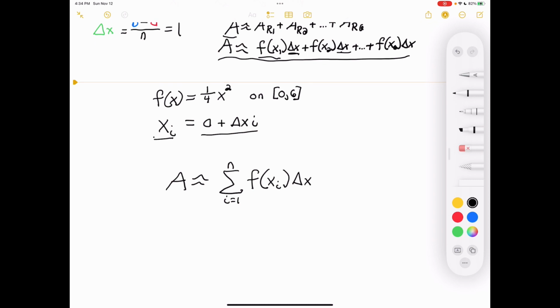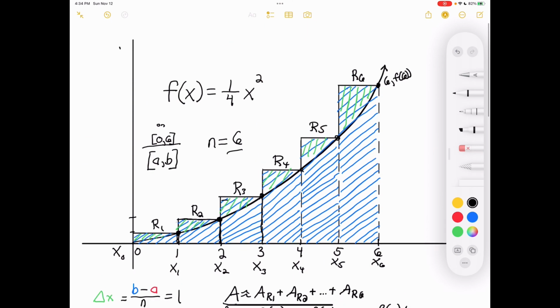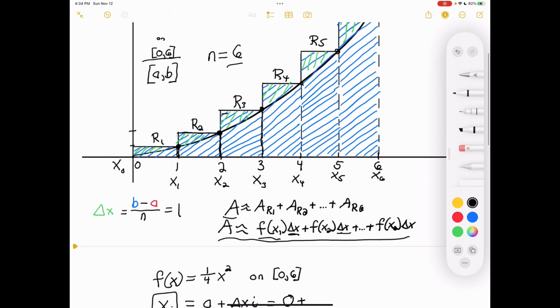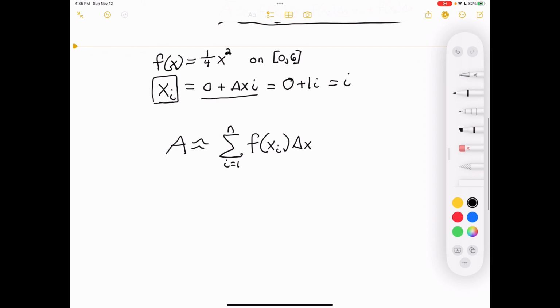So let's find x sub i first. Well, this says it's a plus delta x times i. Remember, the main interval we're concerned about as far as area under the curve is 0 to 6. So a is the starting point, 0, plus delta x we found is 1, that's the width of each subinterval or rectangle, times i. And so this becomes 0 plus 1 times i, or just i. So we can plug that in here.